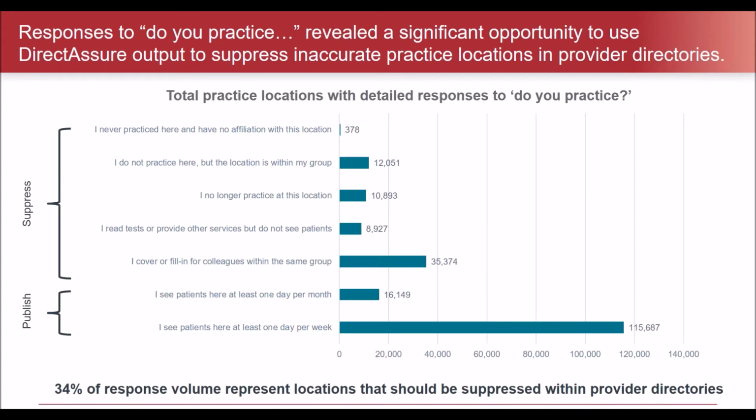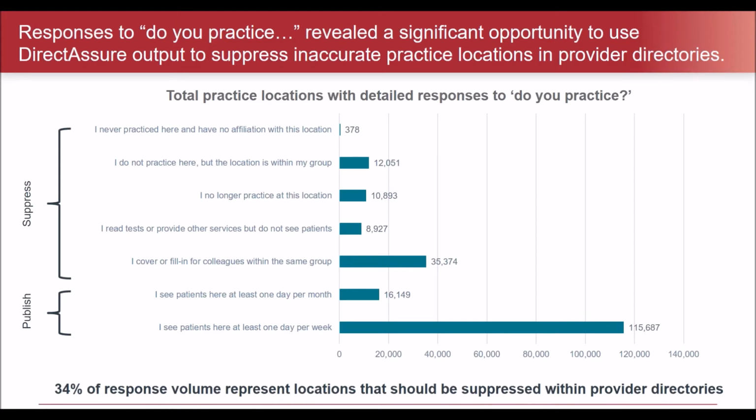So this is data that we collected about a month after we had released this functionality within the portal. As you can see here, the vast majority of providers and their locations are reported as the provider practicing there at least once, 1 day a week. So your health plans are likely to use that as a very positive signal that these locations should be published within the directory.